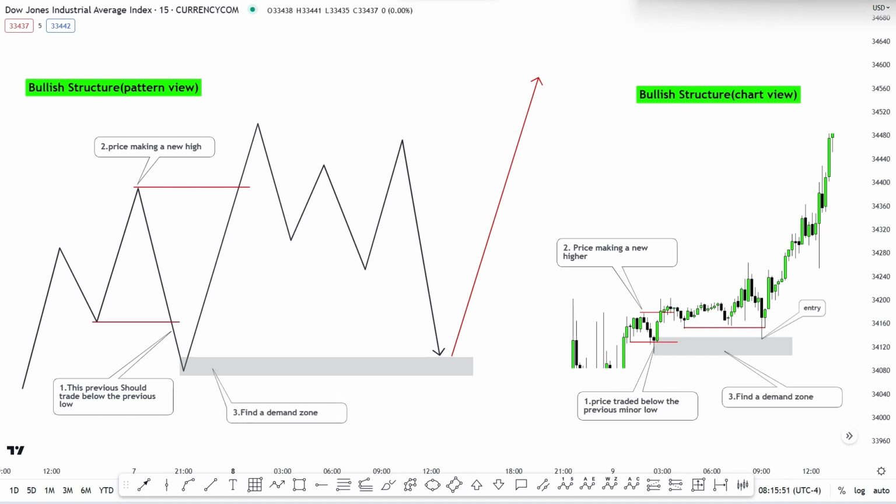Moving on to the third step, it's time to identify a demand zone. Remember, in the demand zone, we look for opportunities to buy, while in the supply zone, we aim to sell. It's worth mentioning that some traders refer to these zones as order blocks. However, it's important to note that the terminology itself doesn't determine our success as traders. Feel free to use any name that resonates with you because what truly matters is understanding the concept and making profitable trading decisions.